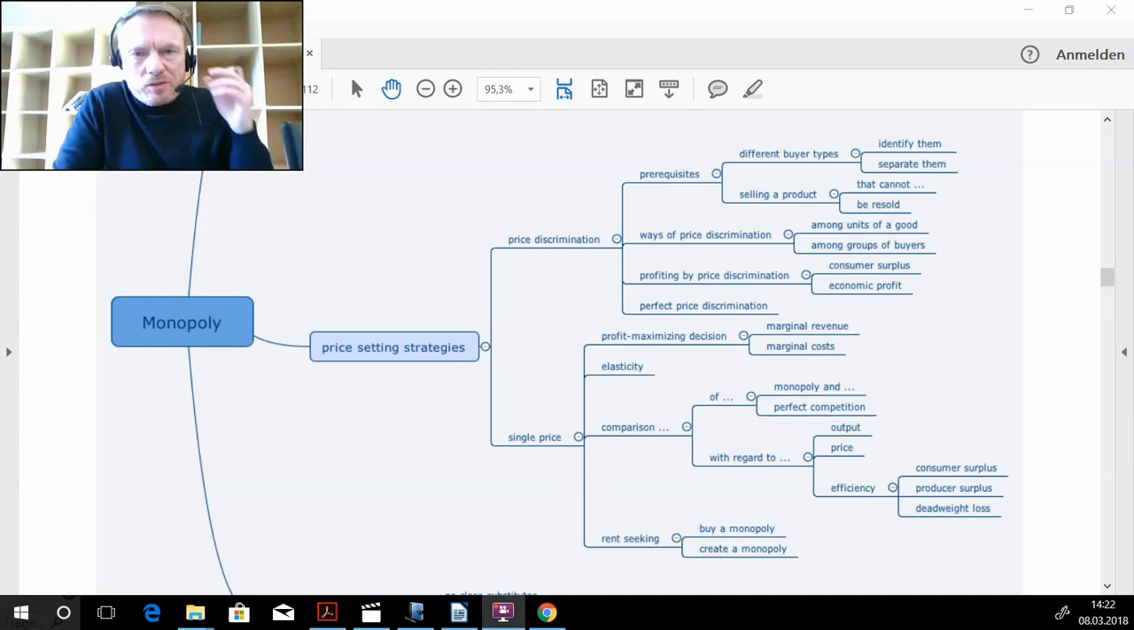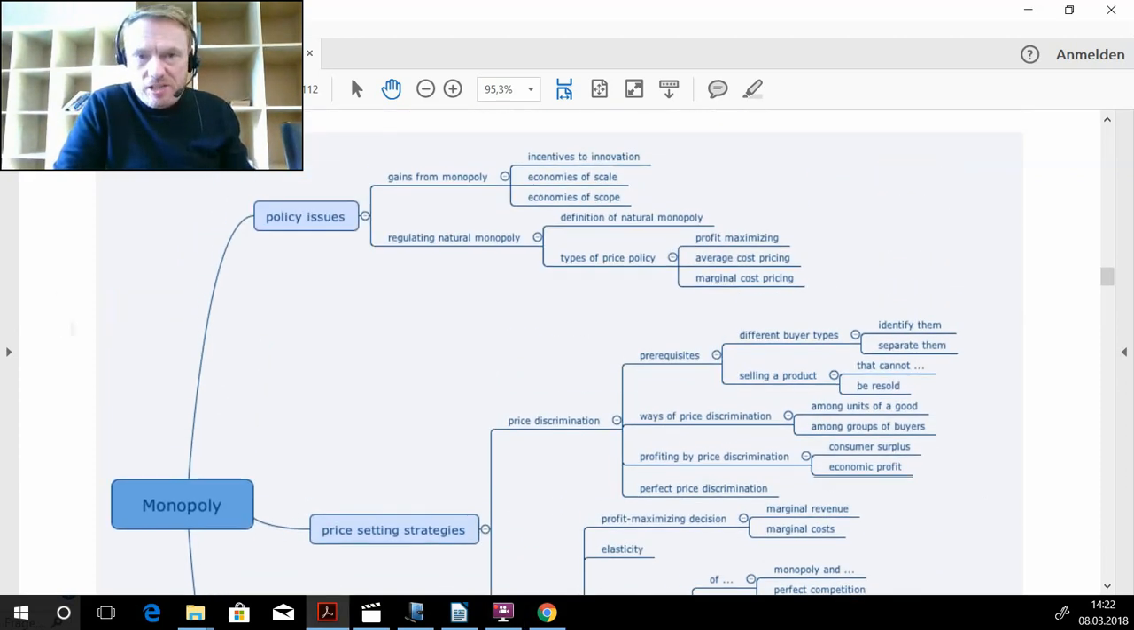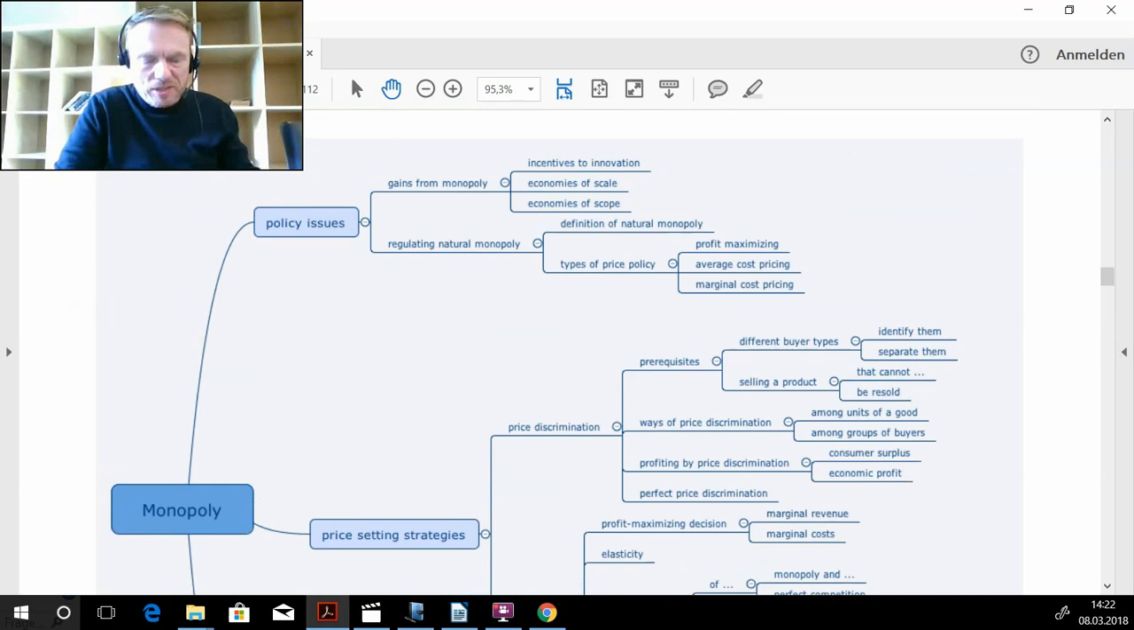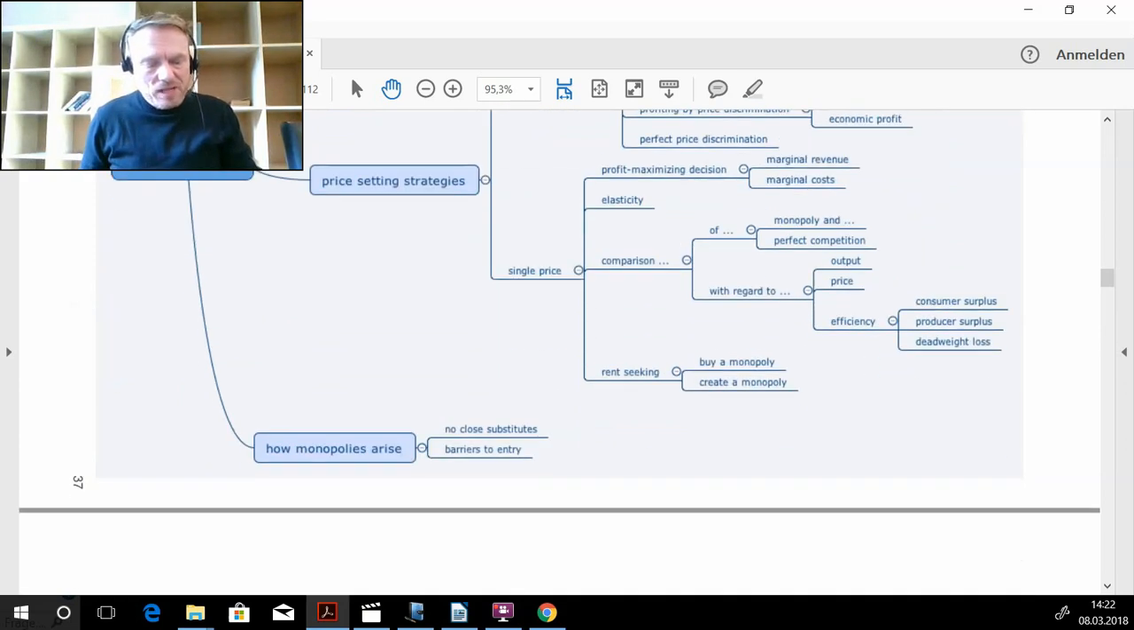Hello, I would like to talk about something very important for you for CFA level 1, which is monopolistic situation, which is monopoly. Take a look at this. You need to first understand policy issues dealing with monopoly. Second, you need to be able to explain price setting strategies, and we'll talk about this later. And then, how monopolies arise, you need to be able to explain this as well.